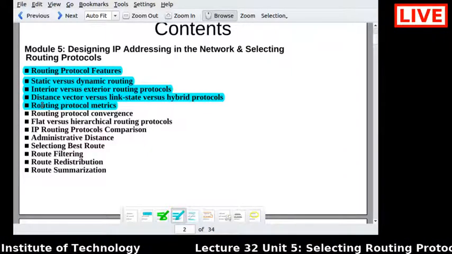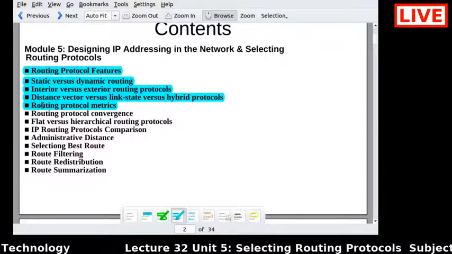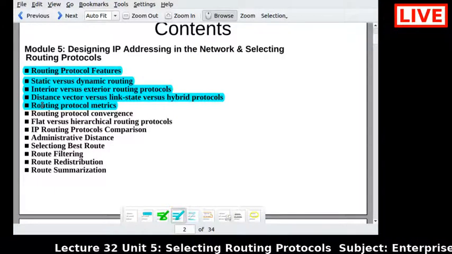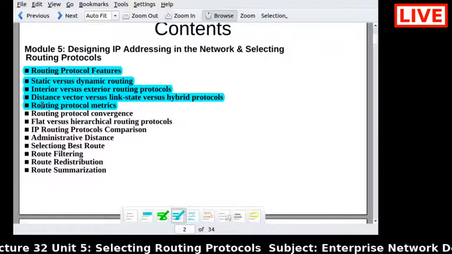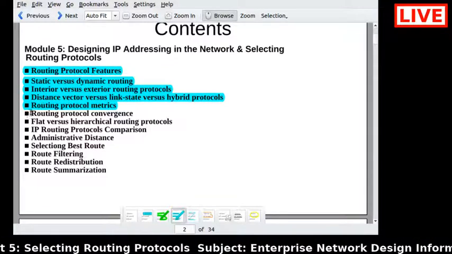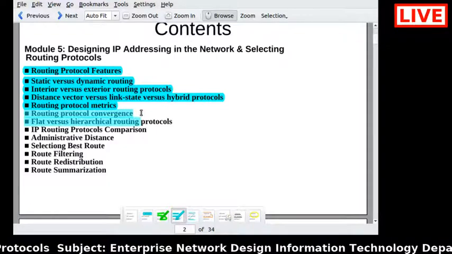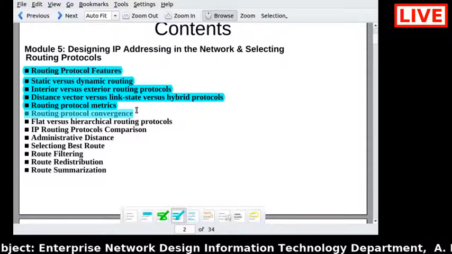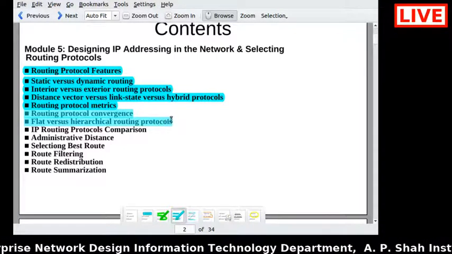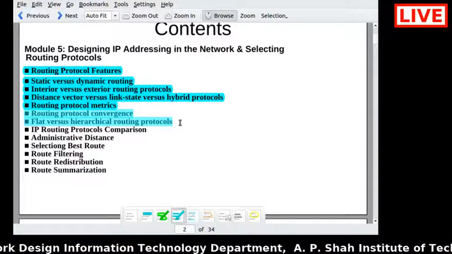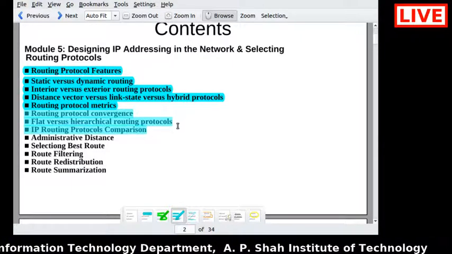For example, hop count, bandwidth, delay, then the reliability of that particular link and the load on that particular link. All these are the metrics used to select the best path. Then the routing protocol convergence, that also we have discussed. The flat and hierarchical routing protocols, and what the examples of these protocols are.